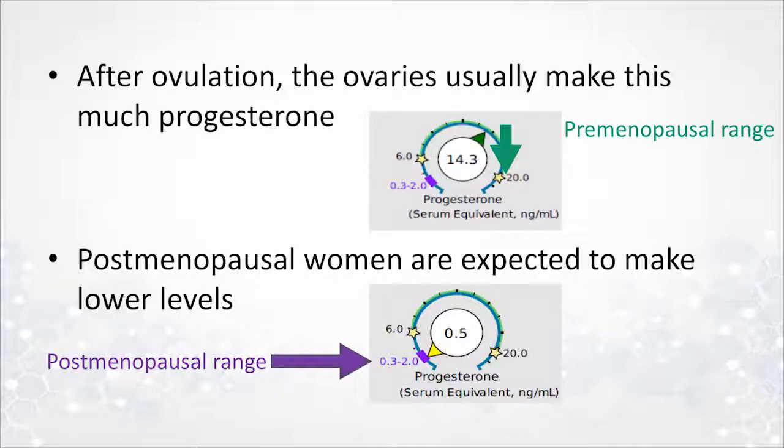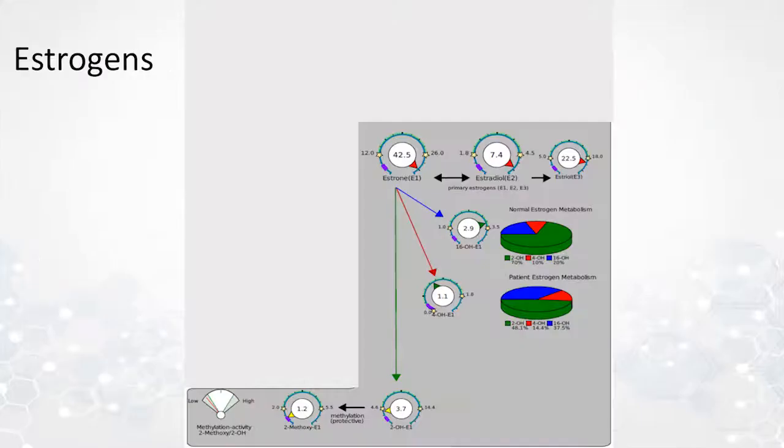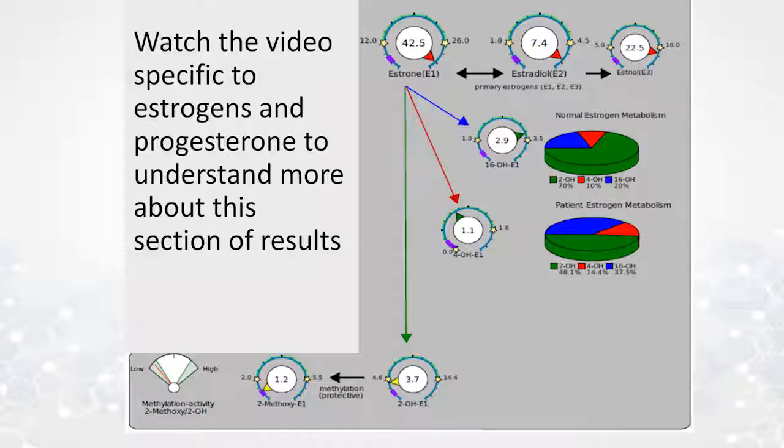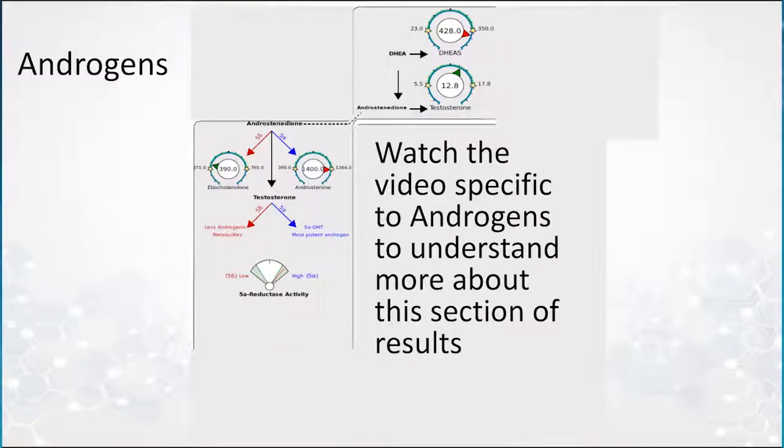progesterone metabolites. So as you move to the estrogen metabolites, you can see a pretty extensive look at the estrogen metabolites. The first thing we want to look at is the overall levels of those estrogens, and then we can also see the metabolism of estrogen. And you can see subsequent videos that should be available for a more detailed breakdown of how to interpret those results appropriately. So as we look at the androgens, we can look at DHEA and testosterone.